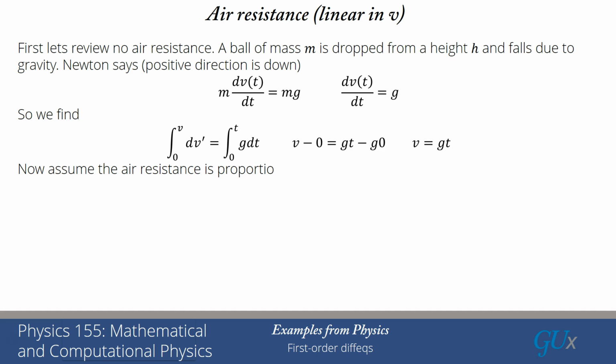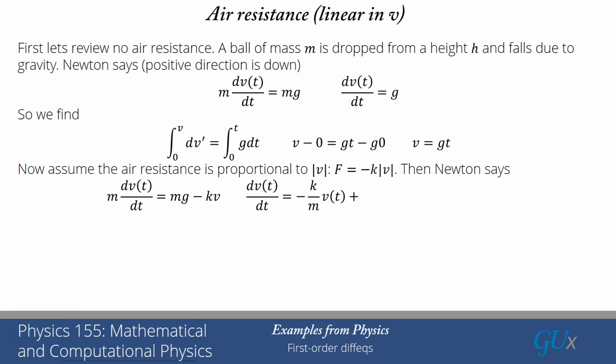Now, let's assume the air resistance is proportional to the absolute value of the velocity. If it's proportional to the velocity, we need it always to be opposed to the velocity. So it's going to be minus k times the absolute value of v. Now, in this particular case, with the motion going downwards and the positive direction being downwards, v is always positive. So the absolute value I can get rid of, and the force will always be just minus kv. And so Newton says m dv/dt is equal to mg minus kv, which is our new force that we're adding on due to the air resistance.